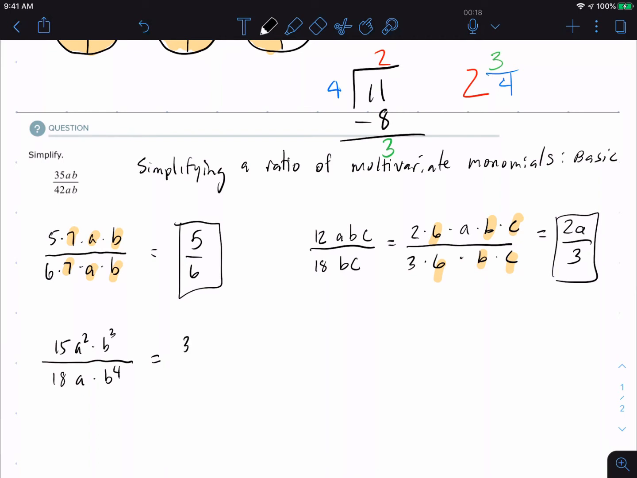So I know I'm going to go 3 times 5, and then it's going to be A times A, right? Because A squared just means A times A, times B times B times B. And then in the denominator, I'm going to go 3 times 6 times A times B times B times B times B. Does that make sense to everyone?